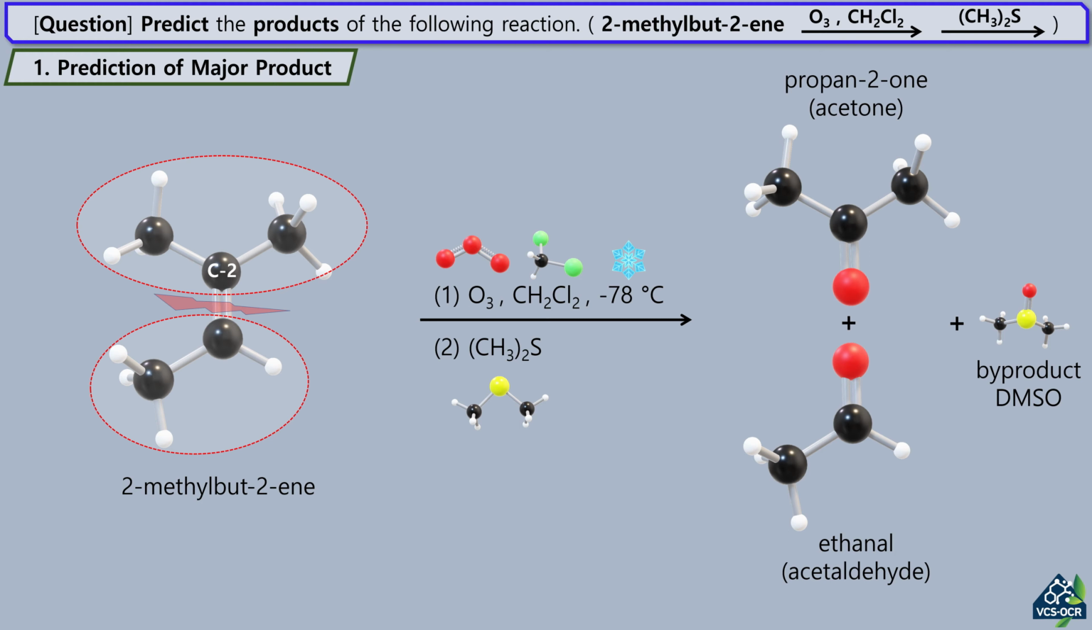Breaking the bond here yields a ketone, specifically acetone, or propan-2-one, fitting the R2CO form. Second, the C3 position has one alkyl group and one hydrogen atom. When that bond breaks, we get an aldehyde, which in this case is acetaldehyde, or ethanal, fitting the RCHO form.